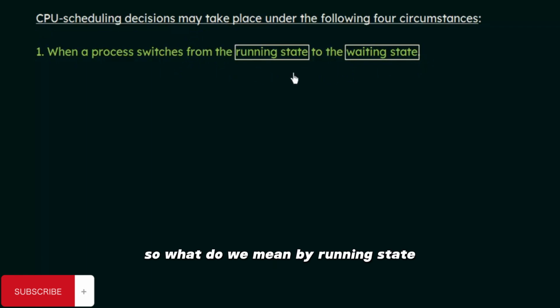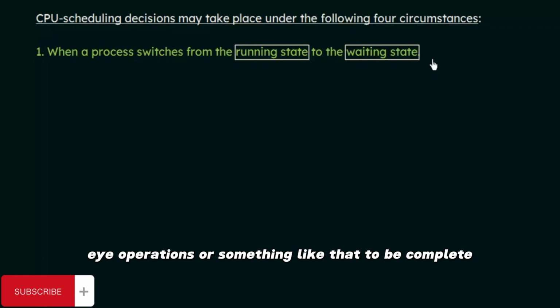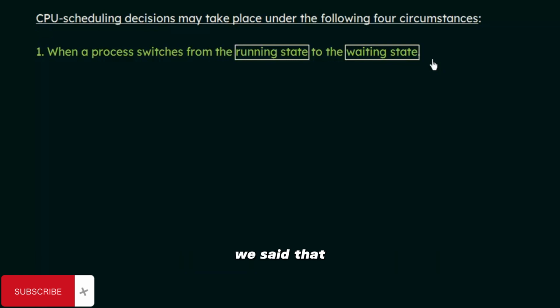So what do we mean by running state and waiting state? A process has already begun its execution. That means a process is already in hold of the CPU. At that time, we said that the process is in running state. And then what is a waiting state? We have already discussed it in the previous lecture. When the process is waiting for some operations to be complete, at that time, we said that the process is in waiting state. So at that time, it is not making use of the CPU.